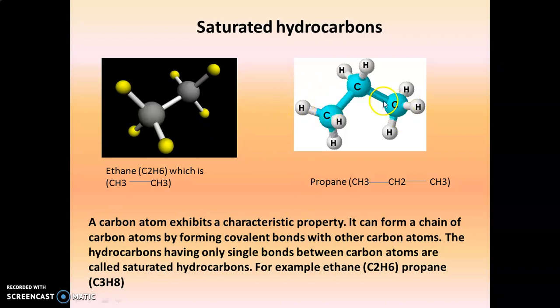Now children, you must be thinking why there is no more hydrogen atom here. Because what we have studied, maximum how many covalent bonds can a carbon form? 4. So this carbon atom has one covalent bond, second covalent bond, third covalent bond and fourth covalent bond. So its quota is already over. Therefore it doesn't have one more hydrogen atom here. Understood? Clear to everyone?